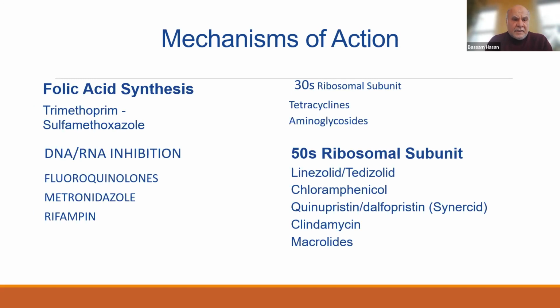Folic acid synthesis is represented by the good old trimethoprim-sulfa, Bactrim. DNA and RNA inhibition: the fluoroquinolones, metronidazole, and rifampin. The 30S ribosomal subunit: tetracyclines and aminoglycosides. And the 50S: linezolid, tedizolid, chloramphenicol, which is out of the formulary in many places, Synercid, clindamycin, and the macrolides.